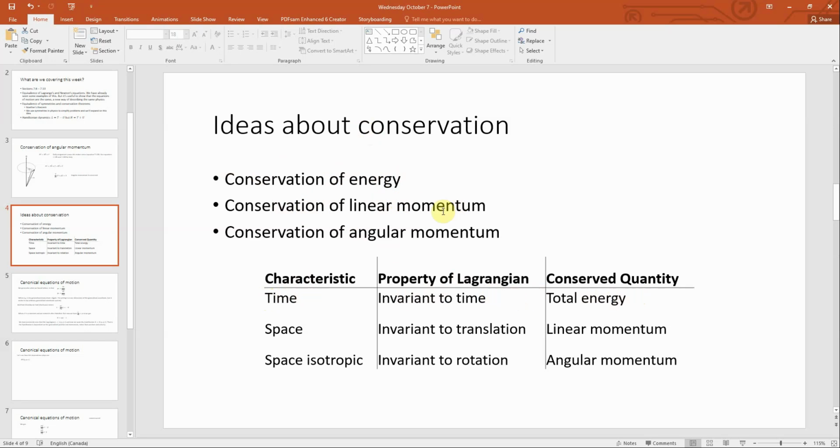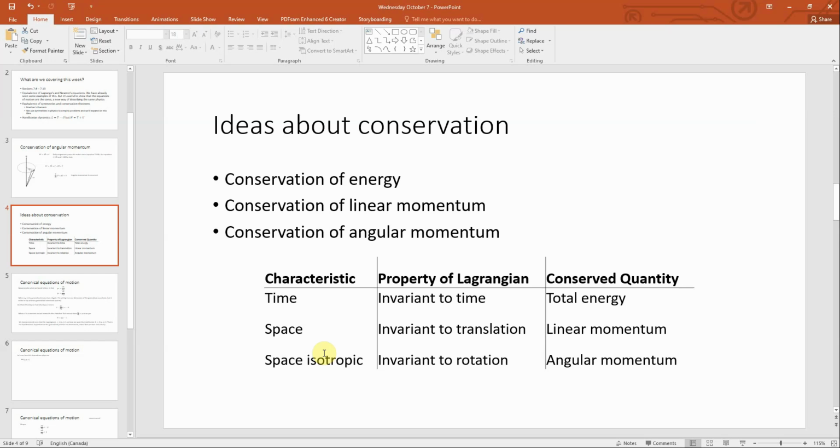The conservation of linear momentum came about from when we showed that there was a change in the spatial coordinate, so it went from x to x plus delta x, and we saw that there was no change in the Lagrangian. Then that meant that there was no change to the space coordinate, and that gave us that linear momentum was conserved. And in the third case that we're going through today, if the system is invariant to rotations, that means that space is isotropic.